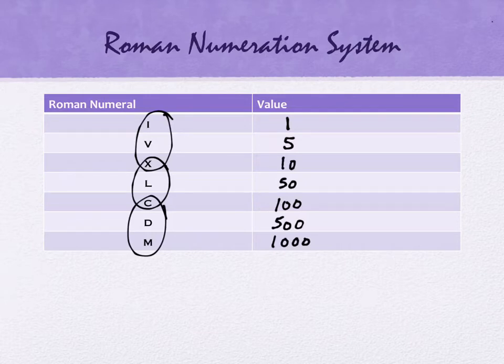So you cannot skip a whole bunch of these and put the 1 in front of the C. That's what would be nice if we could do it, but it's just not the way that they did it. Okay? So that's the subtraction property.